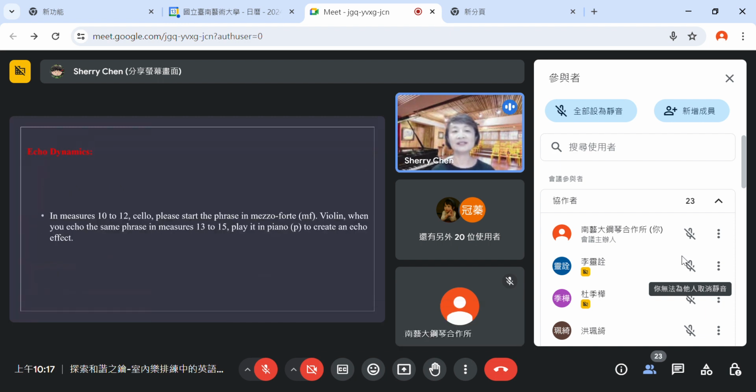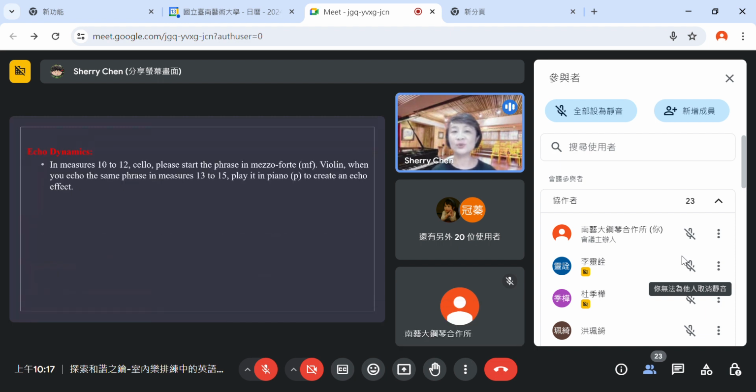Echo dynamics, okay. In measures 10 to 12, cello, please start the phrase in mezzo forte. Violin, when you echo the same phrase in measures 13 to 15, play it in piano to create an echo effect. Okay, so I'm asking the violin to create an echo effect to the cello, following the cello's phrase.